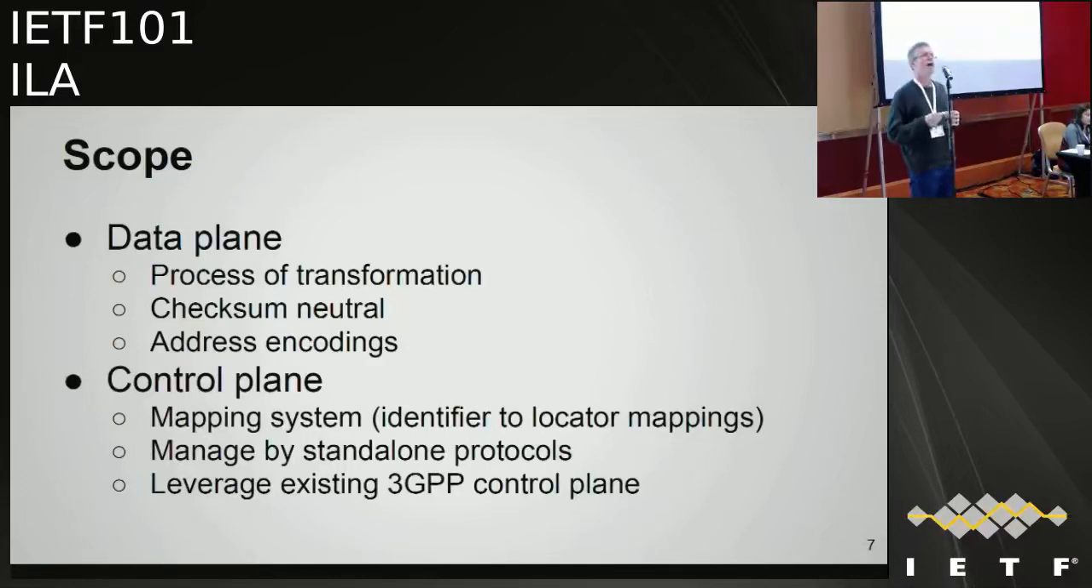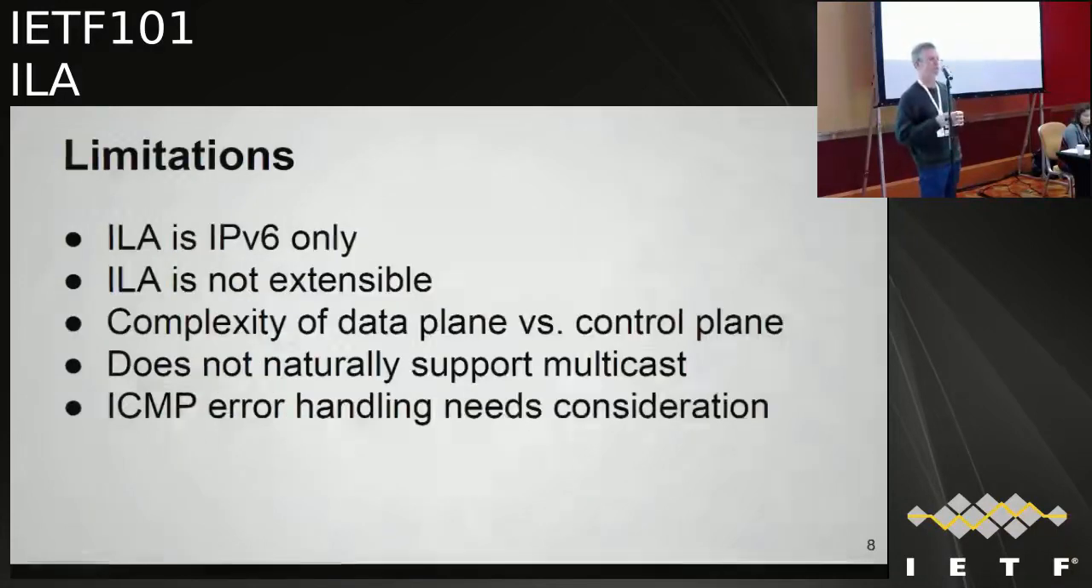The control plane, this has a lot to do with the mapping system. There's been discussion on mapping systems in various groups. The idea of the mapping system is basically it's a distributed database of identifier to locator mapping. So this is kind of the equivalent of a virtual to physical address mapping in NVO3. How do you find the location of the node that you're looking for? So the control plane can be managed by standalone protocols. For instance, there is a LISP control plane that potentially could be used with ILA. Also, we want to leverage existing control planes. For instance, 3GPP has a lot of control plane that we would also like to use. So we want to be a little bit flexible on the control plane.